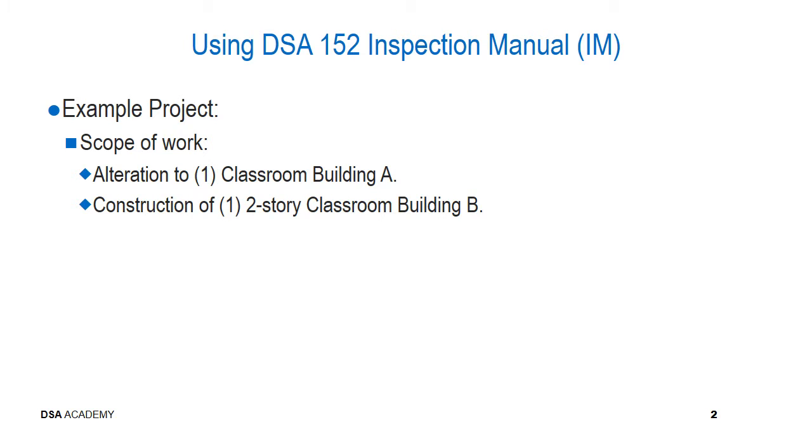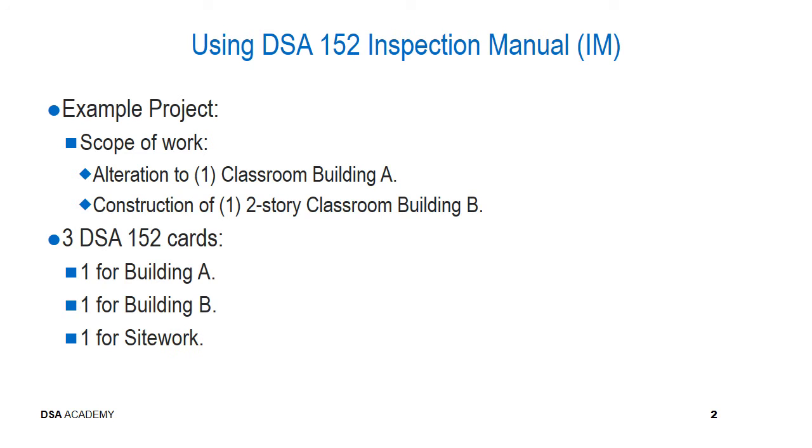And how many inspection cards would be needed in this situation? If you said 3, correct, you'd need 1 for building A, 1 for building B, and 1 for the site work.